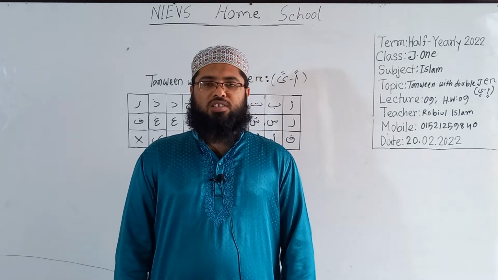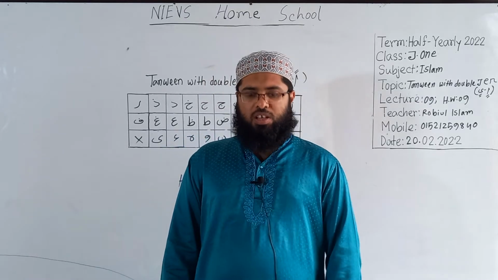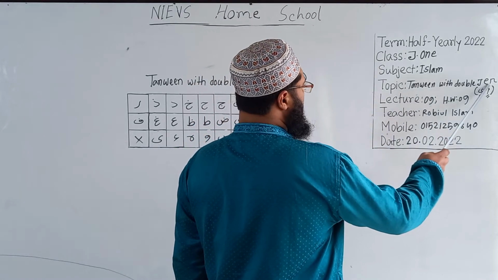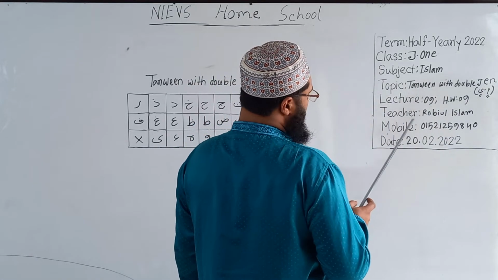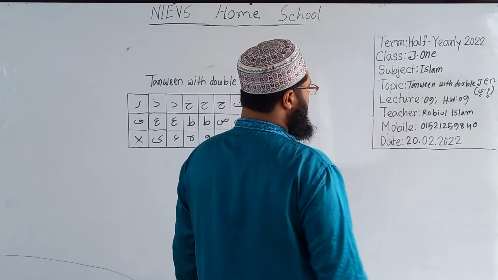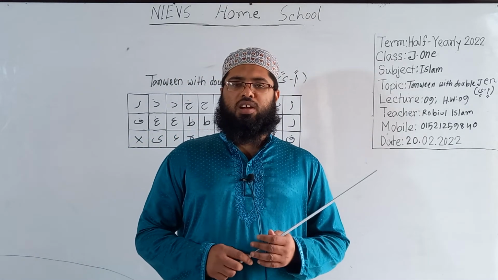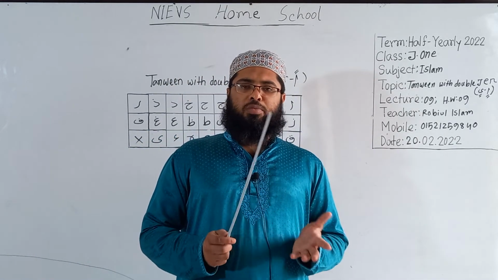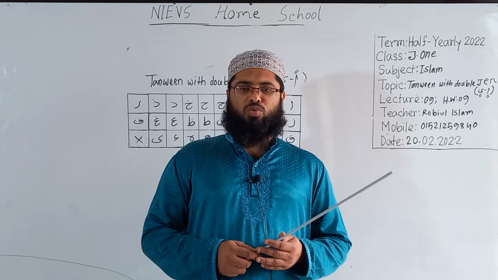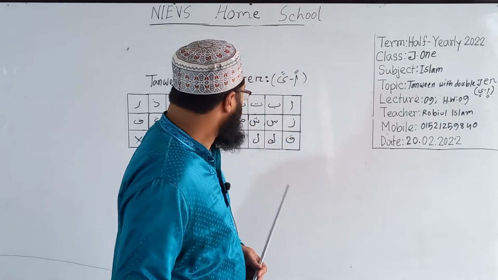Today I am going to take an Islamic Studies class for class Junior 1, and our today's topic is Tanween with double Zer from Alif to Ya. My dear students, today is our lecture number 9 and SW number 9. Inshallah, today we will learn Arabic alphabet with Tanween, Tanween with double Zer from Alif to Ya. So my dear students, let's start and first look at the board.